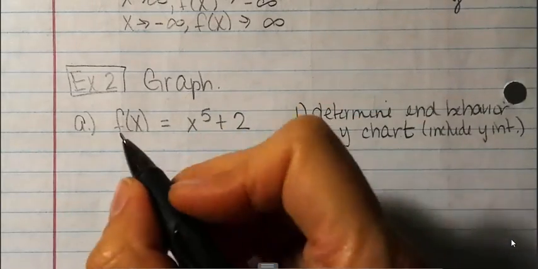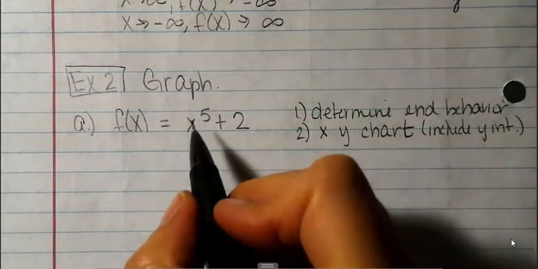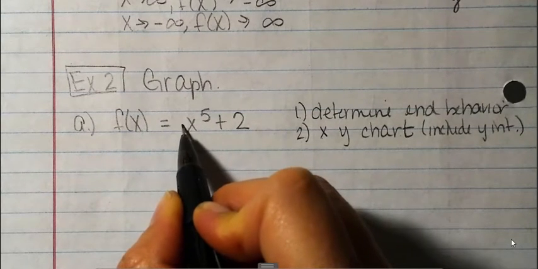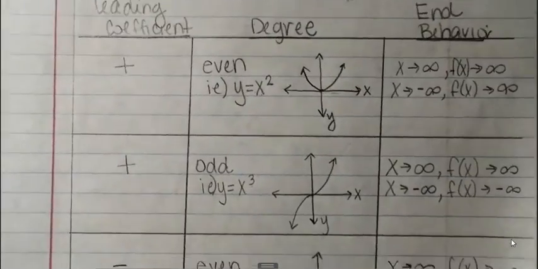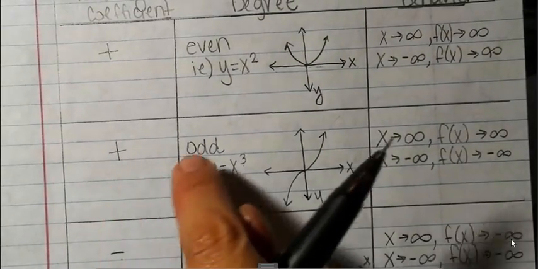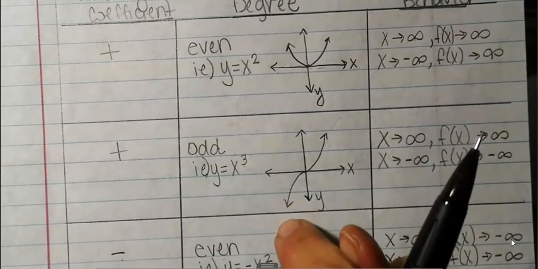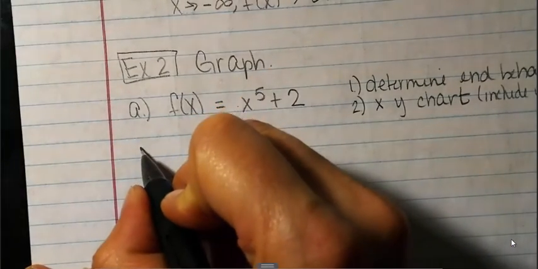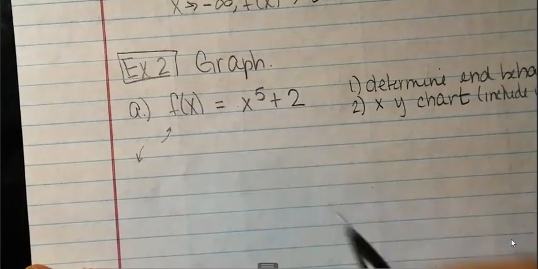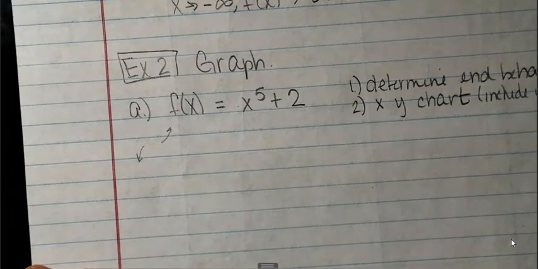Okay, so the first thing I'm going to do is determine my end behavior. So I see that I have a positive leading coefficient with a power of 5, which is odd. So, positive leading coefficient, odd. I know it's going to be down on the left, up on the right. So again, the first thing that I do is I always say, okay, I know it's going to look like this. Okay, and then I start graphing it.